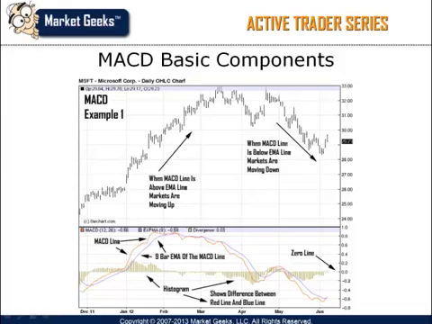The first line is the MACD line, and it's formed by subtracting the 26-bar EMA, which is short for exponential moving average, from the 12-bar EMA. The second line you want to pay attention to is the signal line. This line is simply the 9-bar EMA of the MACD line. The purpose of this line is to smooth out the daily ups and downs of the MACD line. Finally, the last and most visual part of the MACD is the histogram. The histogram is simply the difference between the MACD line and the signal line.